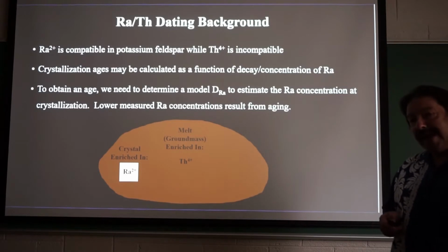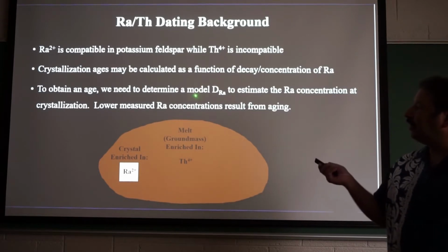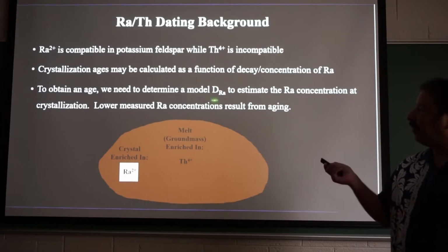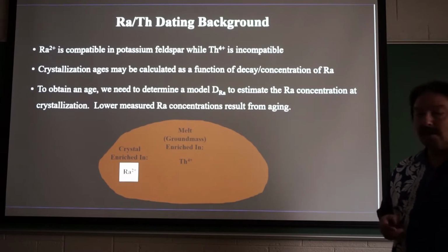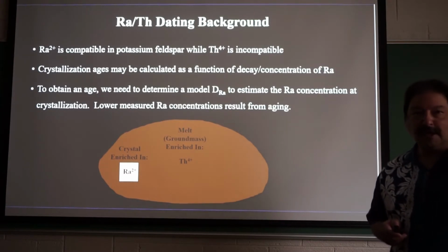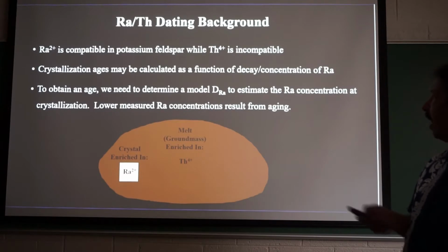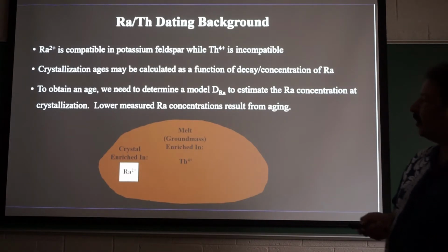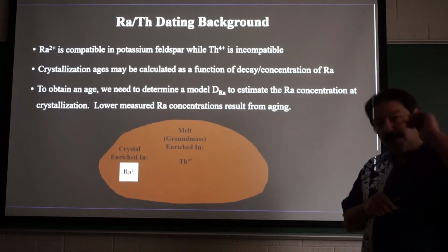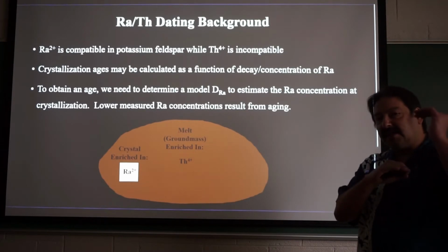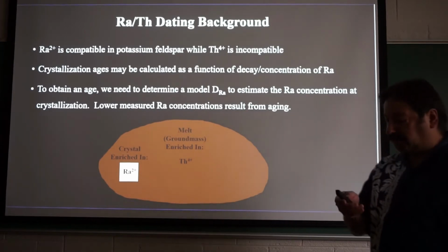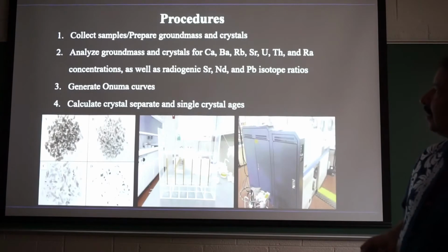But in order to calculate this age, we need to determine how much radium it started with, and we calculate what's called a model partition coefficient of radium to figure out what that initial concentration is, and the difference between what we measure today and that initial concentration is the age of the crystal. So that's kind of the background.